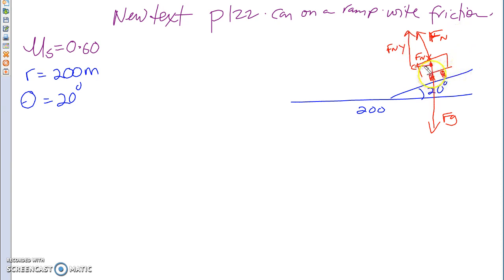Now this static friction, as I said, is like so. Static friction is on the road. It's not in the air. Like this. Centrifugal force is pushing my car outward like this. So static friction is opposing my centrifugal force. And so my Fs is pointed downward like this.